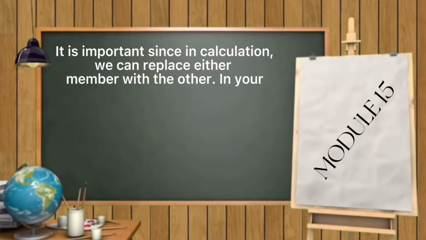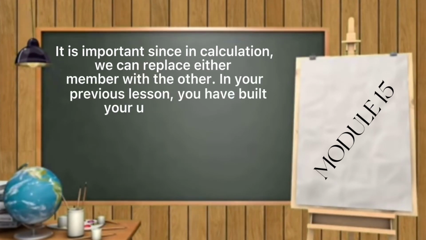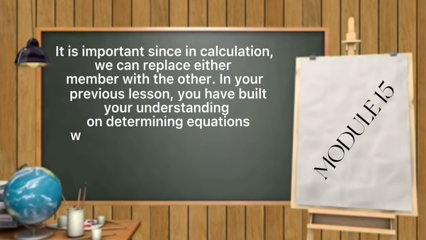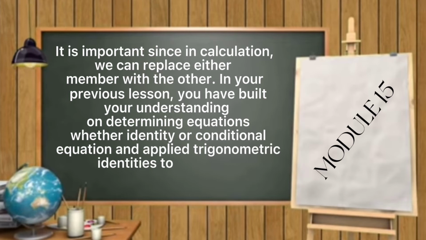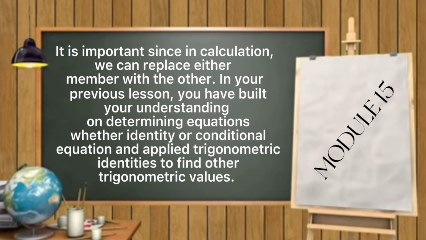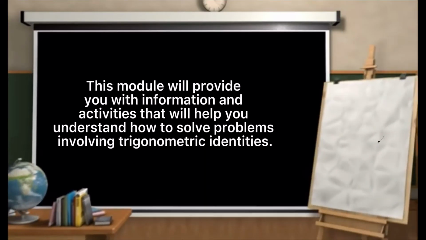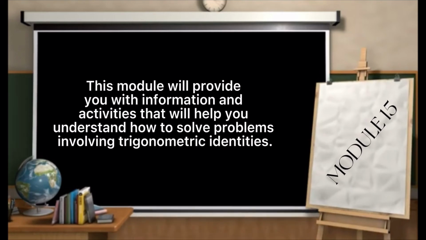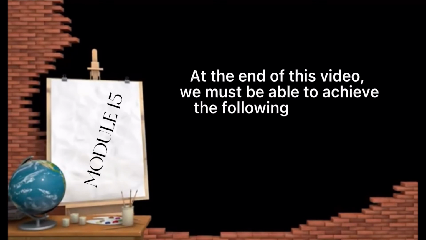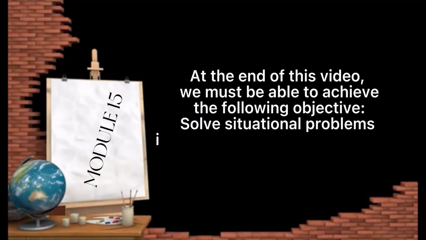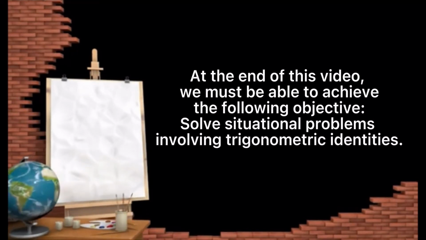In your previous lesson, you have built your understanding on determining equations, whether identity or conditional equation, and applied trigonometric identities to find other trigonometric values. This module will provide you with information and activities that will help you understand how to solve problems involving trigonometric identities. At the end of this video, we must be able to achieve the following objective: solve situational problems involving trigonometric identities.